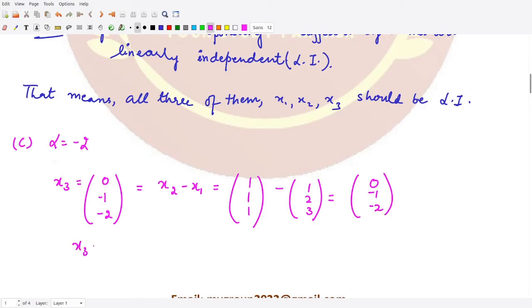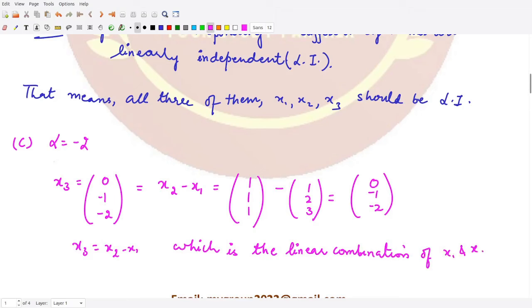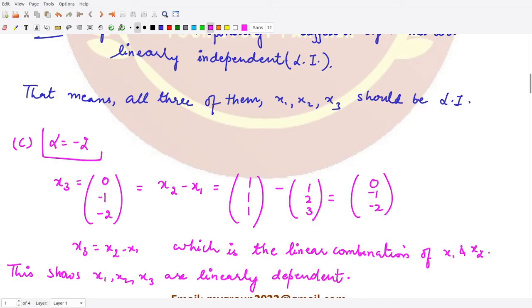So that means you have written x3 as x2 minus x1, which is a linear combination of x1 and x2. This shows x1, x2, x3 are linearly dependent in this case. So we are solving this question by the method of contradiction. We are looking for the odd one out. We found one combination in which we have linearly dependent vectors x1, x2 and x3, for the value alpha equal to minus 2.